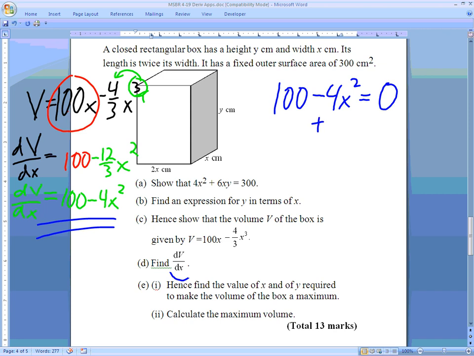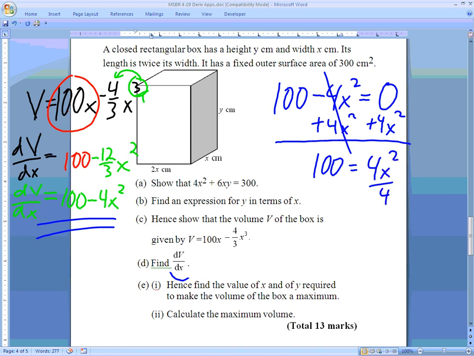So I'm going to add 4x squared to both sides. I'm moving the 4x squared because it was negative. That way I'll have all positives going on here. So now I have 4x squared equals 100. Divide both sides by 4. So I get x squared equals 25.